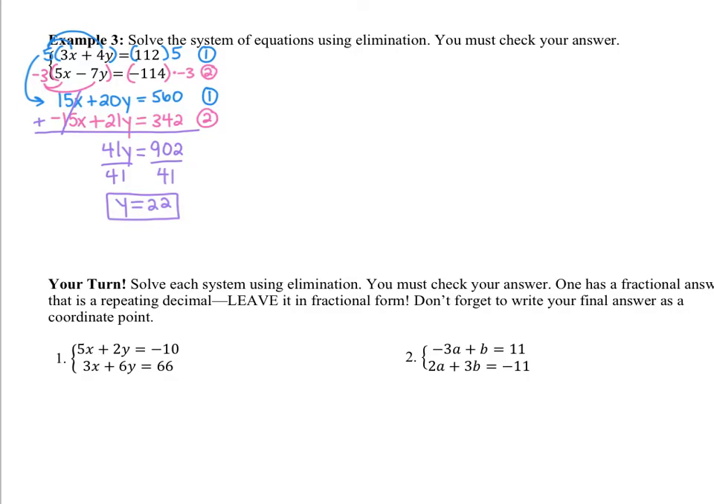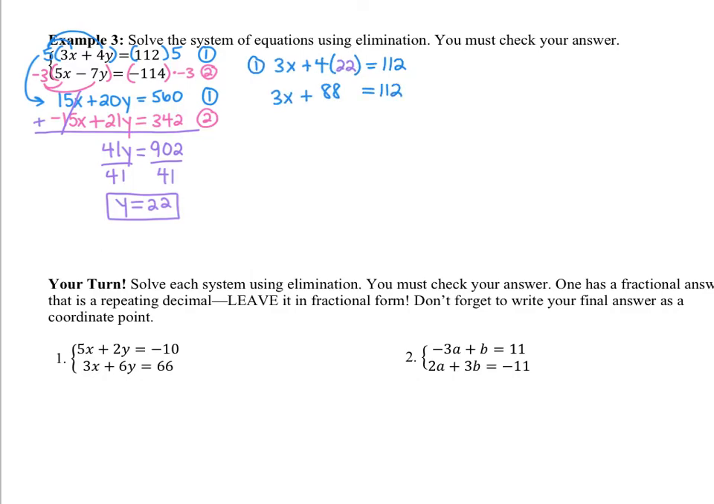So let's go ahead and plug that back in then. So I'm going to choose equation number 1. So I'm going to write 3x plus 4, and then instead of y, we plug in 22 equals 112. Let's finish solving. So 4 times 22 is 88. We have to do that first.